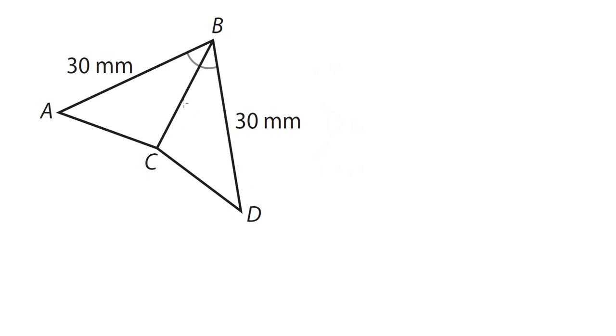All right, now looking at this figure here, is triangle ABC congruent to triangle DBC? Let's take a look at our evidence. We see that side AB measures 30 millimeters and side DB also measures 30 millimeters. So AB is equal to DB, and they both equal 30 millimeters. We see that angle ABC is marked with one arc, and angle DBC is also marked with one arc. That means that they are congruent. So angle ABC is congruent to angle DBC.